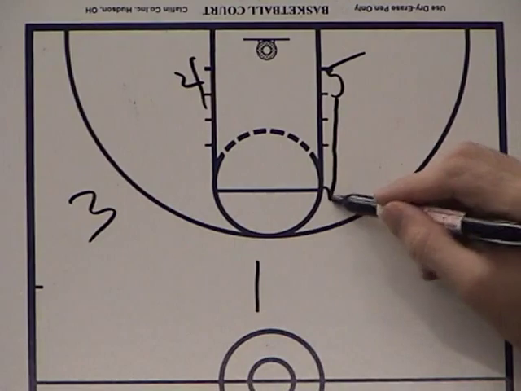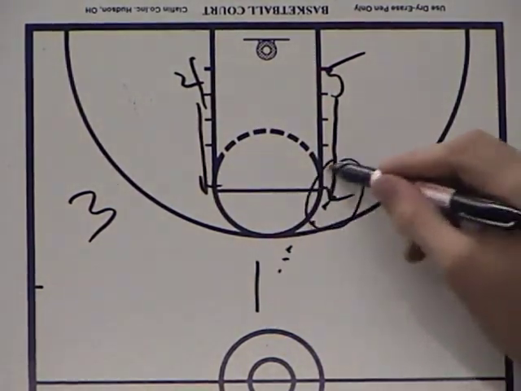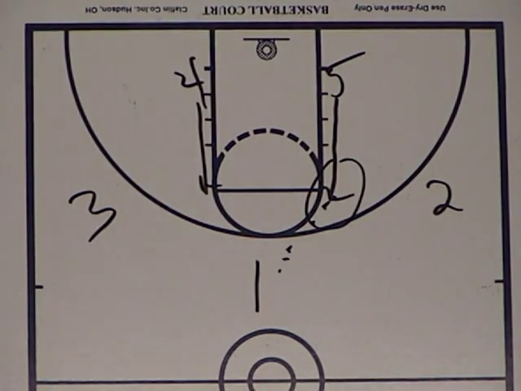Post option is just what we do when we throw the ball to the post. Here we have 4 guys across. You can throw it to any of the 4. Here we happen to throw it to 5. You throw it to 5.